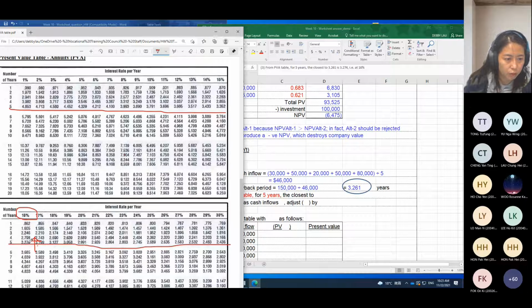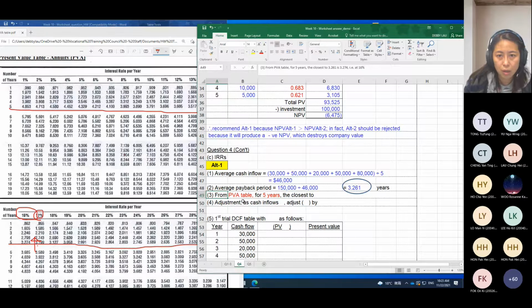So you have to find that this falls in between 16 and 17%, in between these two percentages. We have to select either 16 or 17, since it's closer to 16%, so we select the closer one. But we have to do the adjustment.